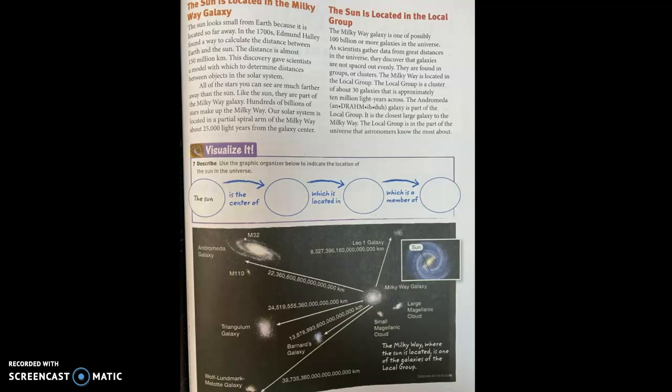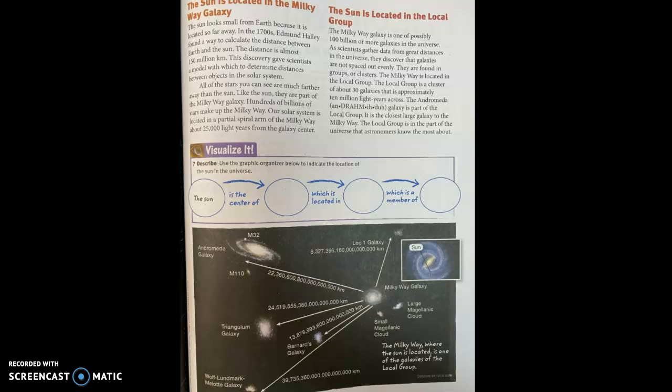All of the stars you can see are much further away than the sun. Like the sun, they are part of the Milky Way galaxy. Hundreds of billions of stars make up the Milky Way. Our solar system is located in a partial spiral arm of the Milky Way, about 25,000 light years from the galaxy's center. The sun is located in the local group.